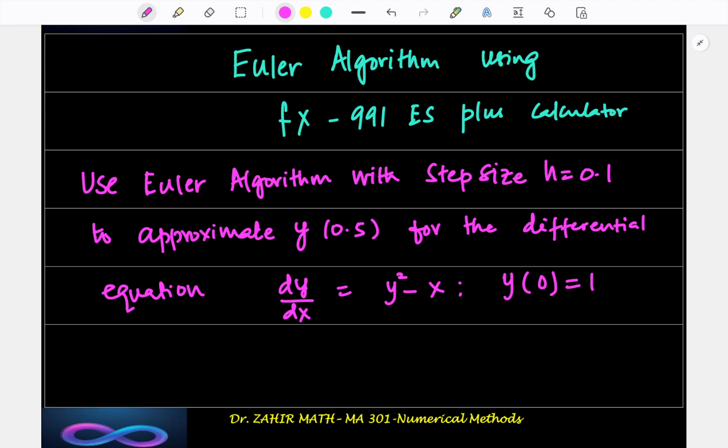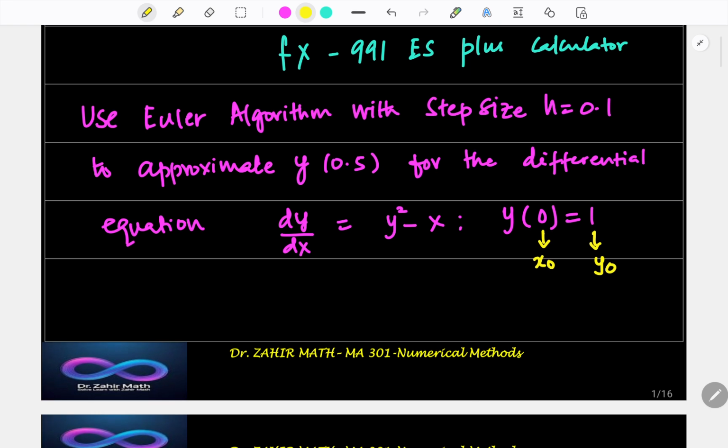Okay, all of you. So let's start the first question. Euler algorithm using FX991 ES plus calculator. Use Euler's algorithm with step size h equal to 0.1 to approximate y of 0.5 for the differential equation dy by dx equals y square minus x and y of 0 is equal to 1. Look here, every time you have to treat this initial condition as x naught and y naught. Now the initial condition is x naught is equal to 0, y naught is equal to 1. Just draw a quick line.